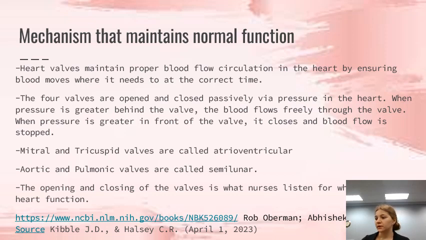So the valves are named mitral and tricuspid, and they are called atrioventricular, meaning they sit between the atria and ventricles, and the aortic and pulmonic valves are called semilunar. As can be inferred by the name, these valves are between the pulmonary artery and the right ventricle and the aorta and the left ventricle.